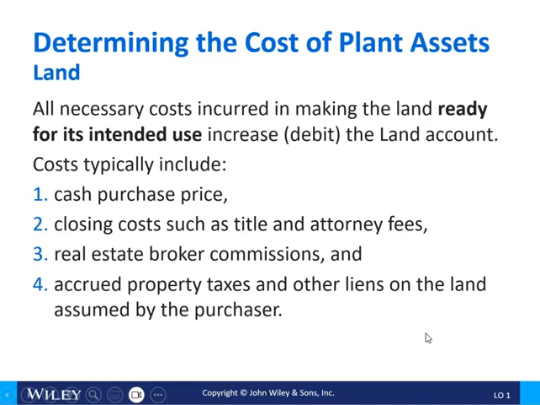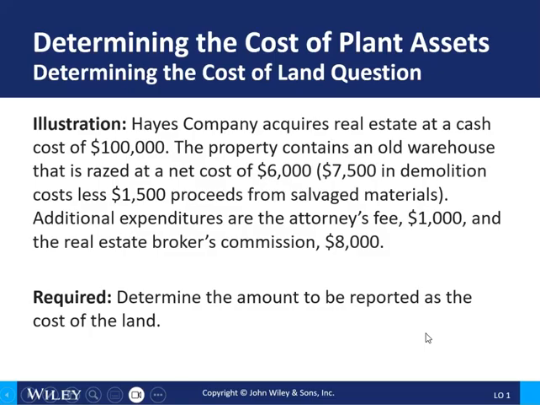Some typical costs in acquiring land are the cash purchase price. Pretty obvious. But then you can also include closing costs such as title and attorney fees, and any commissions paid to real estate brokers for acquiring the land. Accrued property taxes and other liens on the land assumed by the purchaser. So you can't count the property taxes, but if you take over the property taxes that were assumed, that the previous owner had incurred, you can include those accrued costs. So we'll look at an example here.